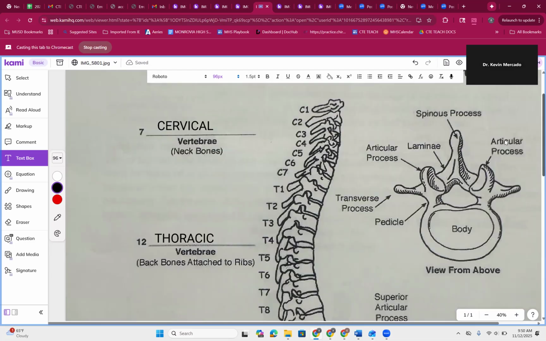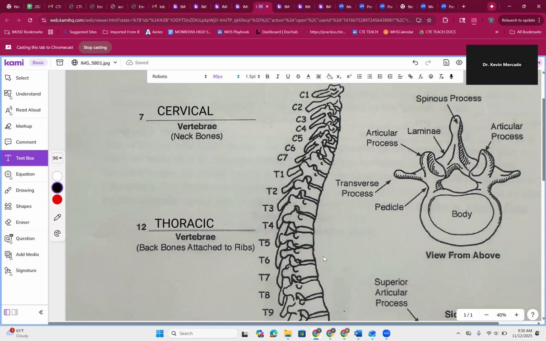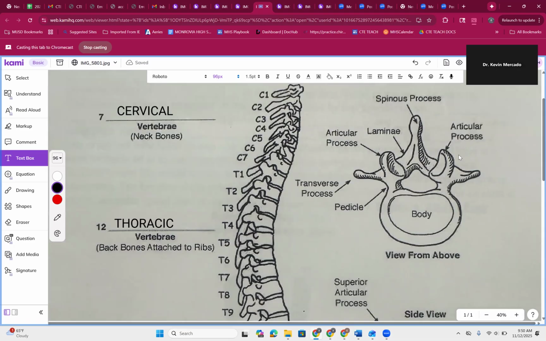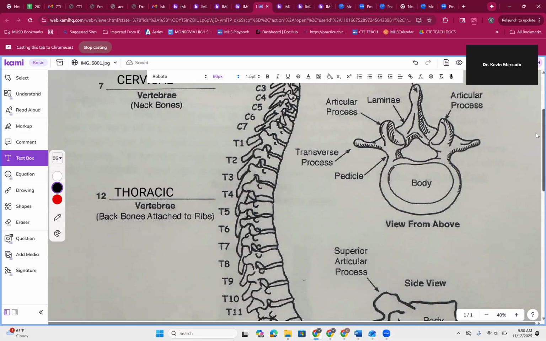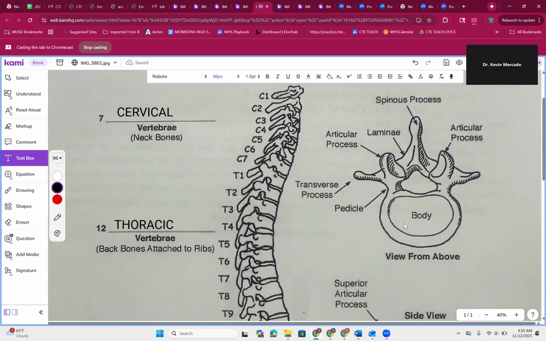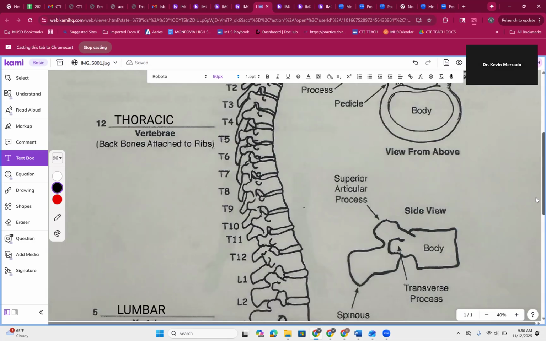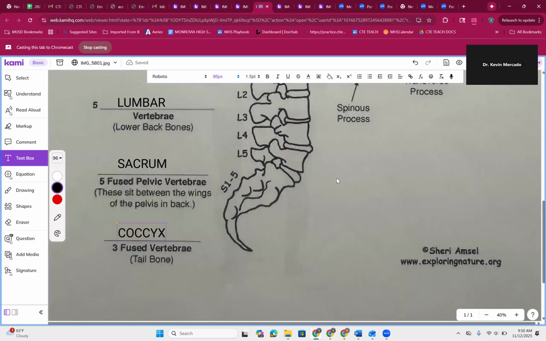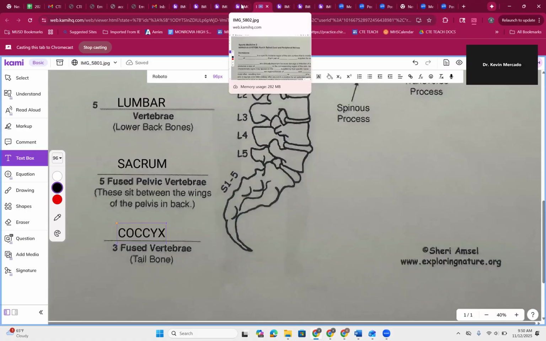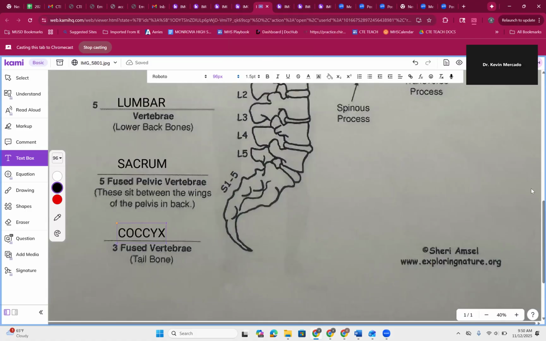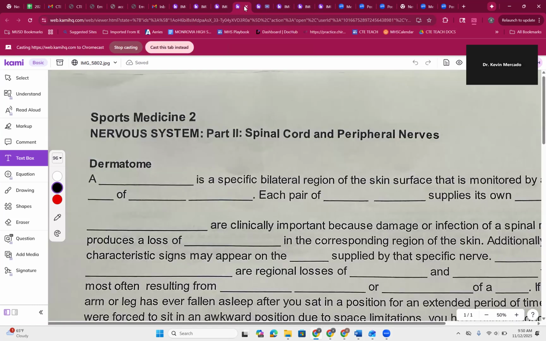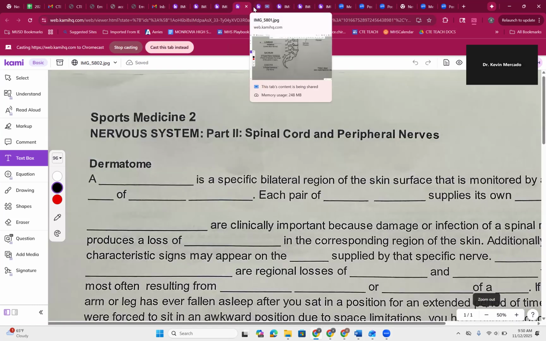Okay, and then a part of your vertebral segment is the body, transverse process, spinous process. Just a very fast review. Questions about that? All right, moving on.